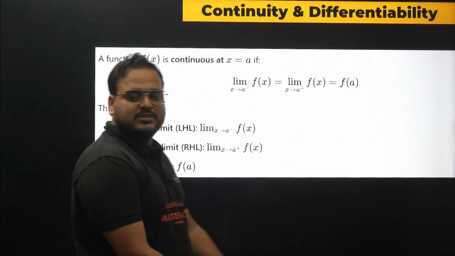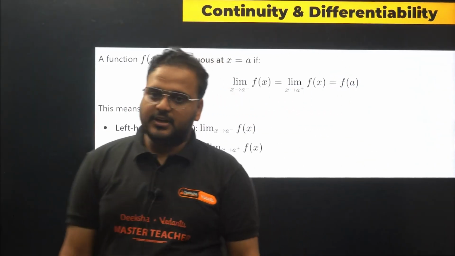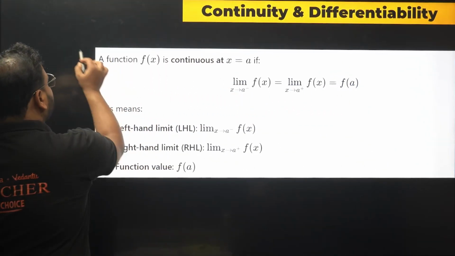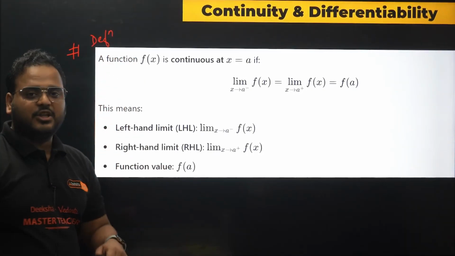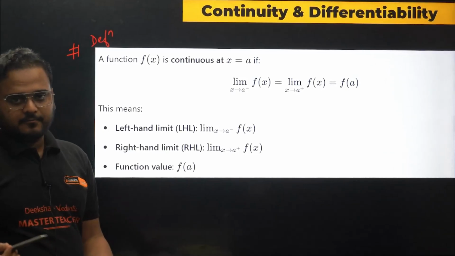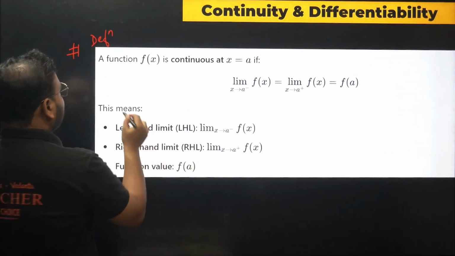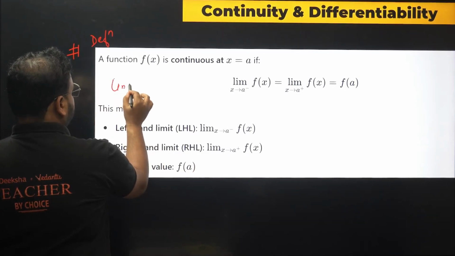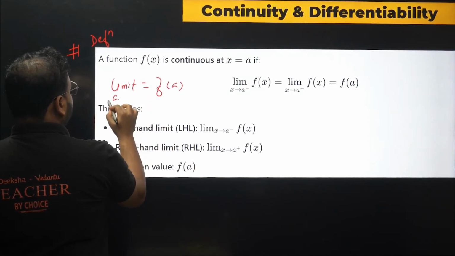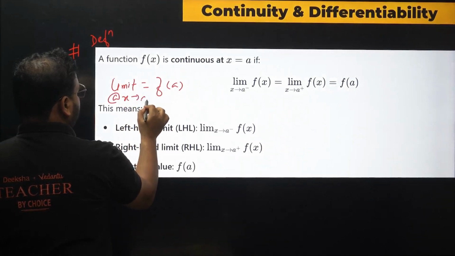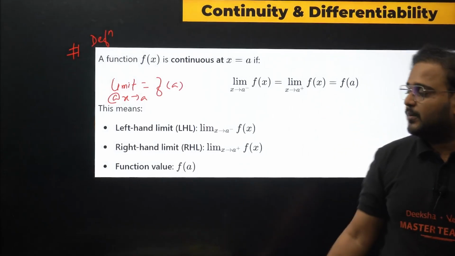Now the last chapter to be discussed is continuity and differentiability. So when can you say, this is again the definition of continuity. This is the definition part. When can you say a given function is continuous? Find the limit of the function and put that equal to the function value. If the limit at the point, let's say x tends to a, is equal to f of a, then you're going to say the given function is continuous at that point a.